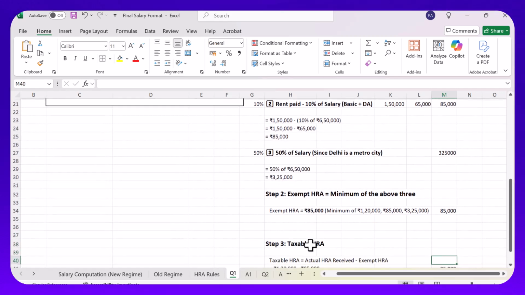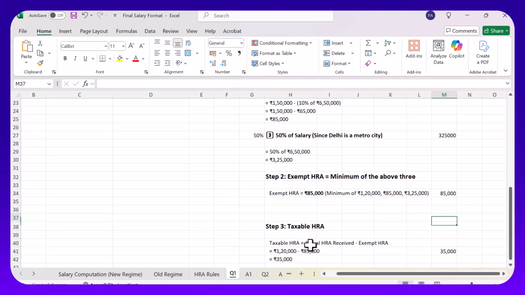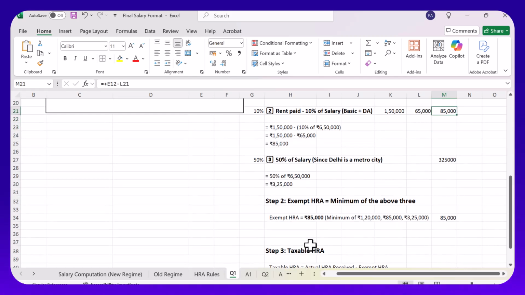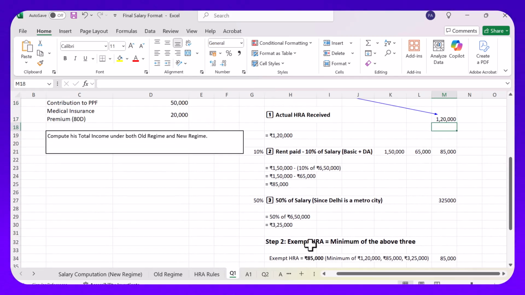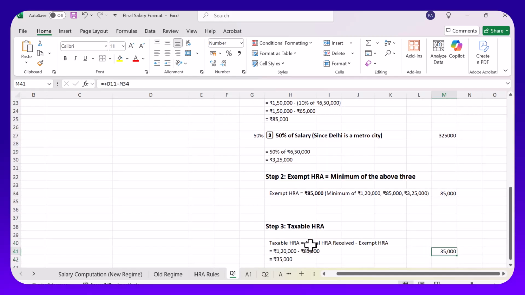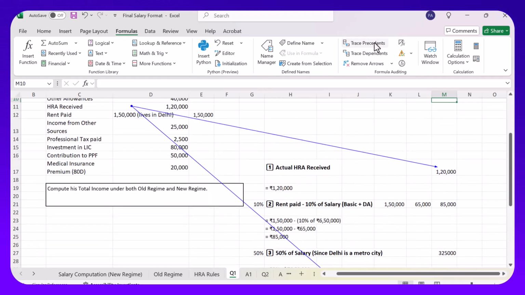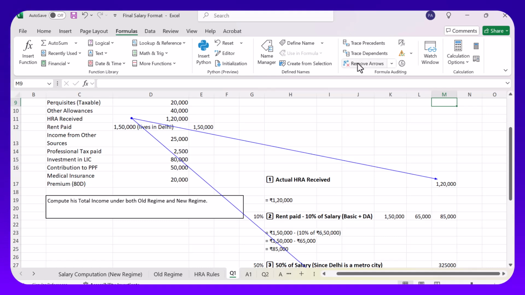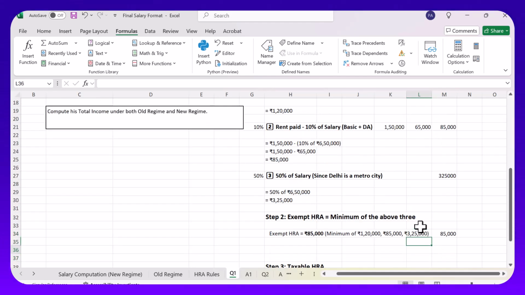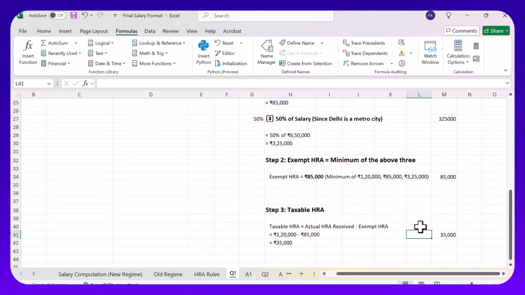So how much will be taxable? 35,000. Because how much are you getting? 1,20,000. Okay, so 1,20,000 minus 85,000 comes to 35,000 here. I can just show you the formula here. I'll first remove all these formulas and then show you. So this is basically the exemption you're getting.